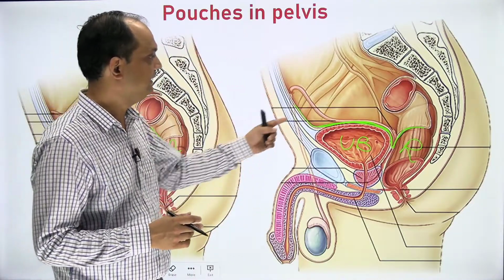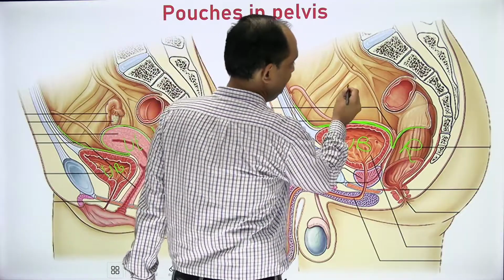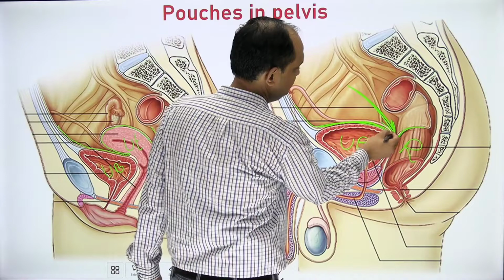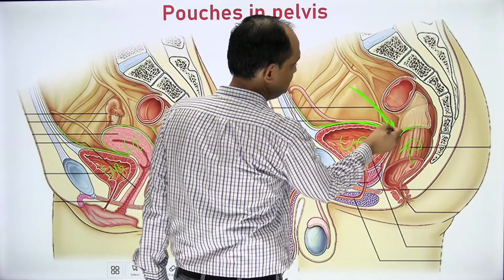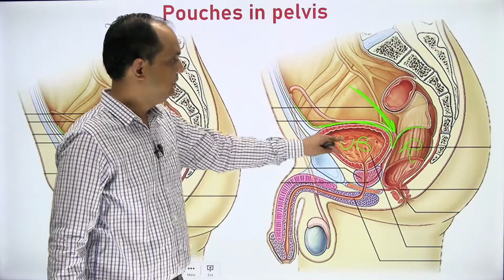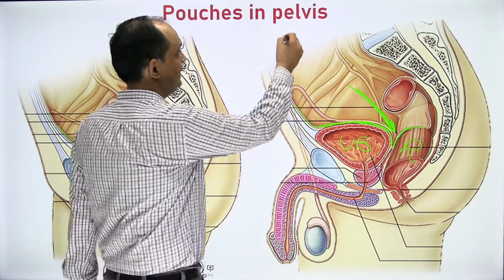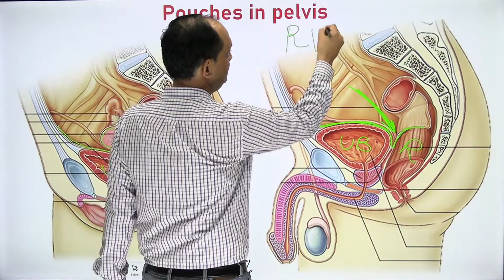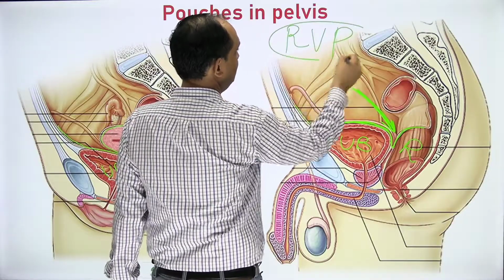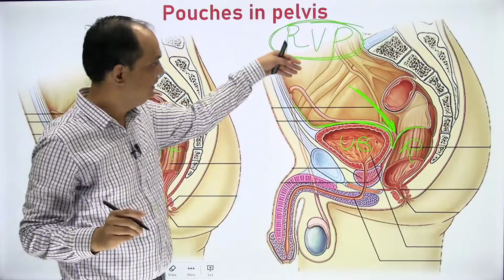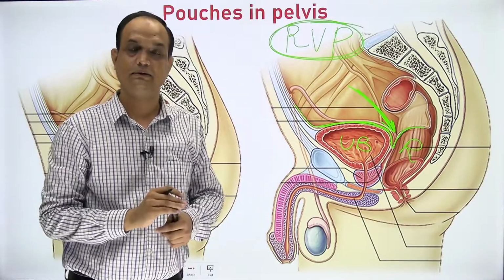The difference is that here in the pelvis in the male you have a single pouch, and this pouch is between the urinary bladder and rectum. It is known as the rectovesical pouch. What is that? Rectovesical pouch, and this is actually the lowermost part of the greater sac.